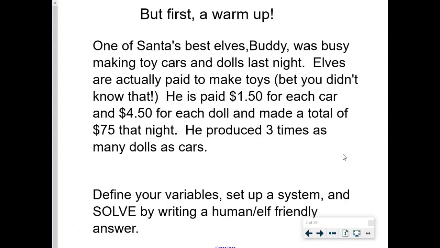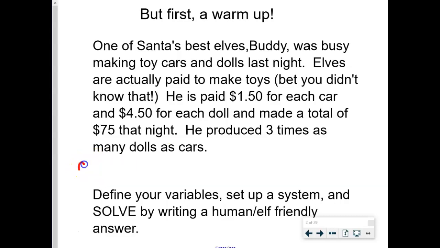Because even though it's cute and it's about elves, this is actually a really hard question. Santa's elf, one of his best elves, Buddy, was making toy cars and dolls last night. Elves are paid to make toys. He's paid $1.50 for each car and $4.50 for each doll. He made a total of $75. He produced 3 times as many dolls as cars. So, first, what variables would you like to use?